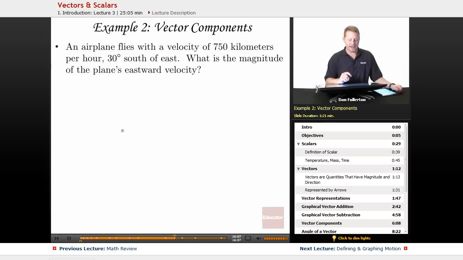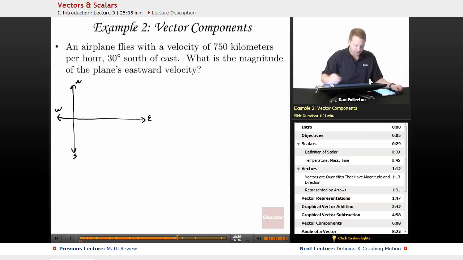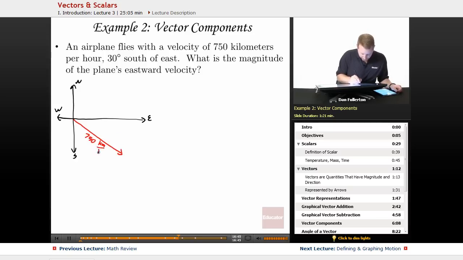All right, another one. An airplane flies with a velocity of 750 kilometers per hour, 30 degrees south of east. What is the magnitude of the plane's eastward velocity? Well, let's draw a picture again. North, south, east, and west. And the airplane flies with a velocity of 750 kilometers per hour, 30 degrees south of east. That means start at east and go 30 degrees south. So I'm going to draw its velocity as roughly that: 750 kilometers per hour at an angle of 30 degrees south of east.